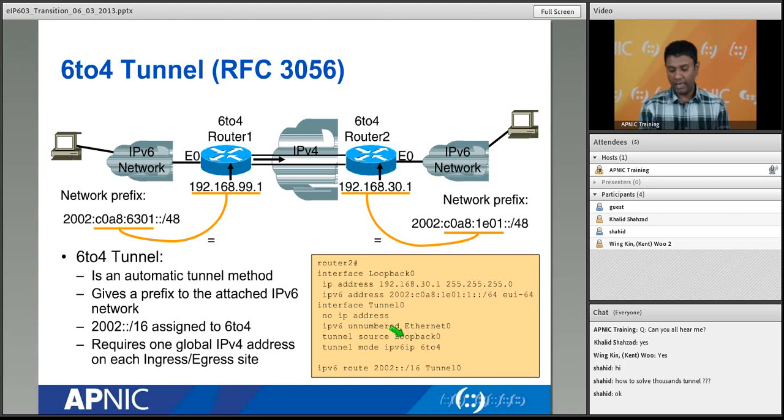So when he creates the tunnel, what he will do is see a match of the destination 2002::/16 tunnel 0. He will come to tunnel 0, and on tunnel 0, the source is loopback. On the IPv4 header, they will specify loopback as a source. But there is no destination of the tunnel.